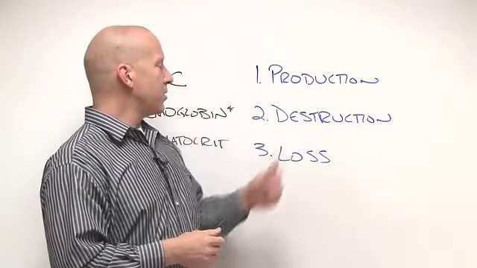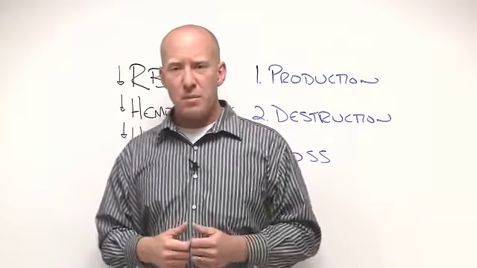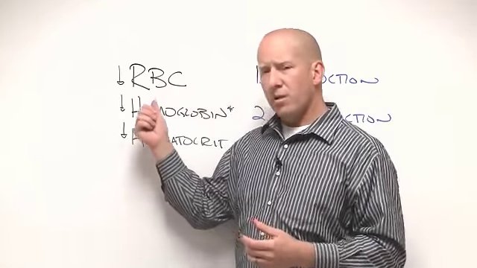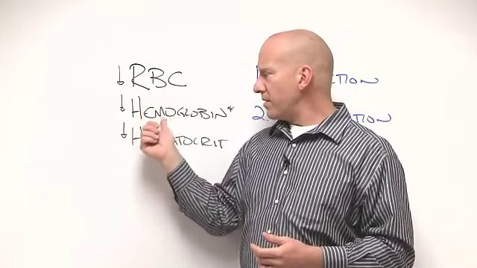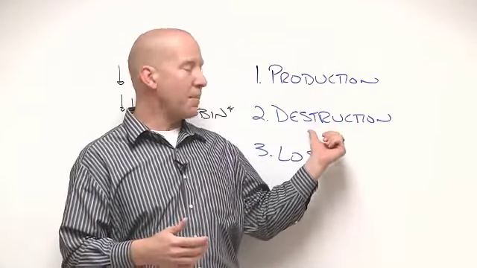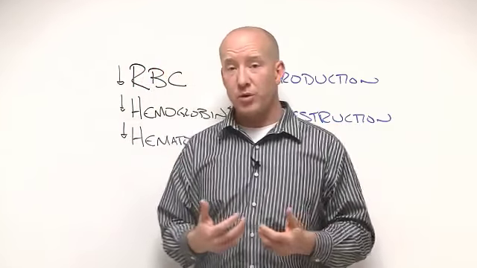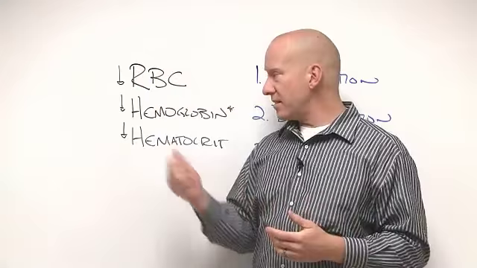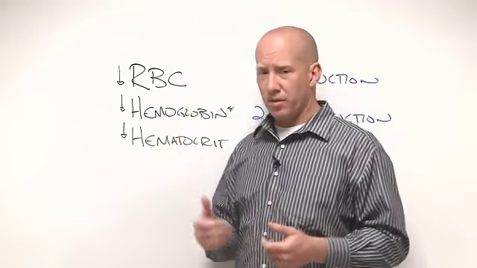If it's not a production issue, then perhaps it's a destruction issue. Remember that the red blood cells are said to last about 120 days. That's their normal lifespan. If the red blood cell, hemoglobin and hematocrit are all low, and it's not a production issue, perhaps they're being broken down prematurely or too early, before that 120-day window. And if that's the case, then the red blood cell, hemoglobin and hematocrit might also be low.